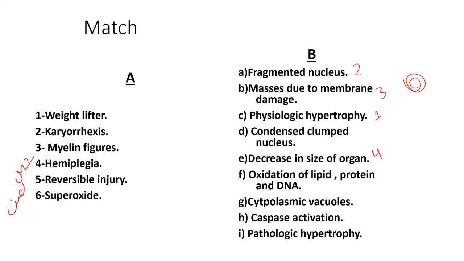Reversible injury. You may remember reversible injury. We have what? Hydropic degeneration, and you have fatty change. So what you have here, very good, vacuolar degeneration or hydropic degeneration, which is the cytoplasmic vacuoles. Okay, superoxide. What is superoxide? Yes, this is one of the ROS. So, what do you match here? Oxidation of lipid, protein, and DNA. Very good.